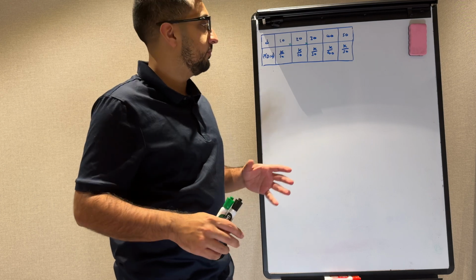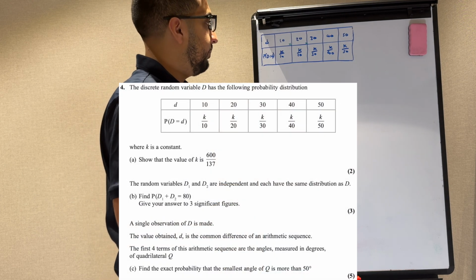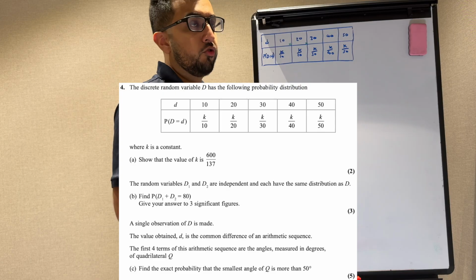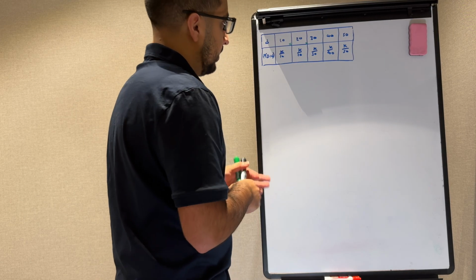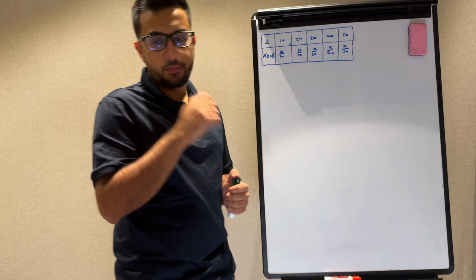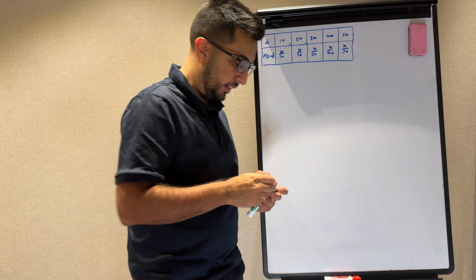A-level stats. Let's give this question a go. But first, pause the screen to read the question and give it a go yourself first. So, I'm not actually going to do part A because it wants you to show the value of k.